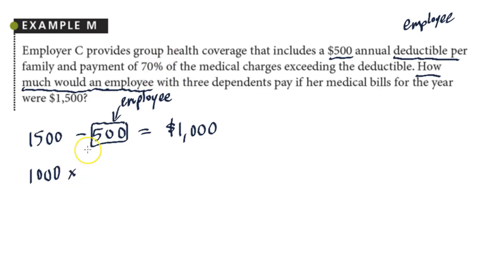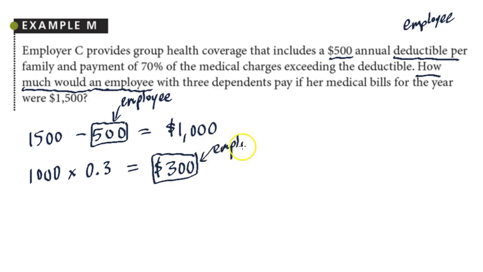So we're going to have to multiply this 1,000 by 30%, or in decimal form, 0.3. And that leaves $300 that the employee will cover from the 1,000. The remaining, which would be $700, would be covered by the insurance. So again, this is how much the employee is covering after the deductible.